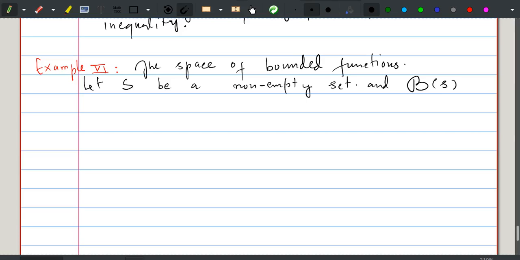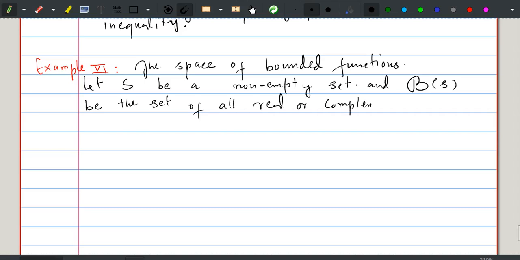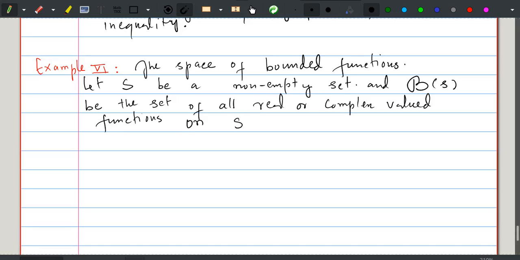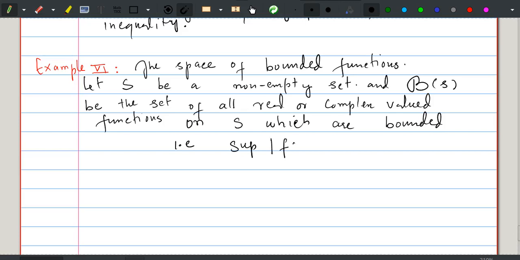the set of all real or complex valued functions on S, but which are bounded, i.e. supremum of absolute value of f of x should be finite while this x runs over S.